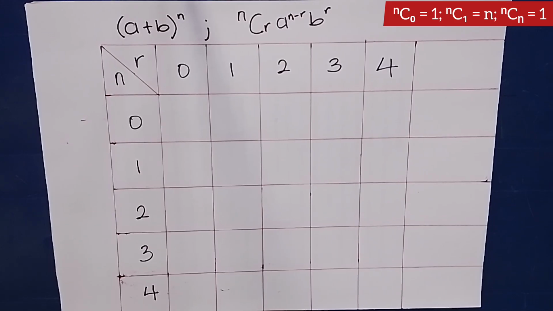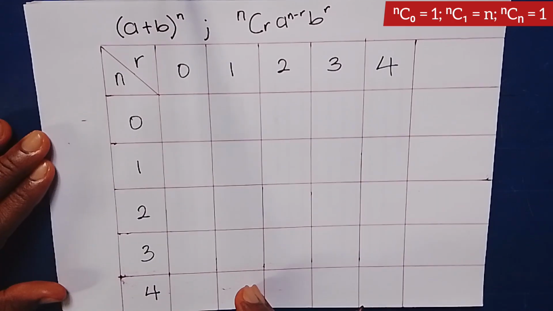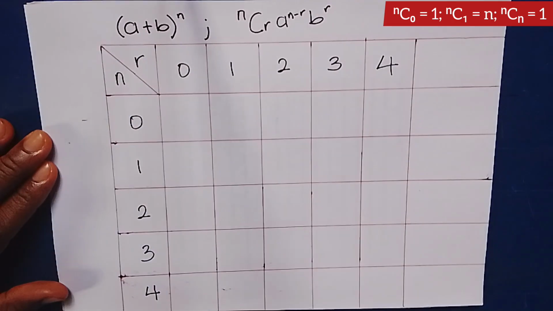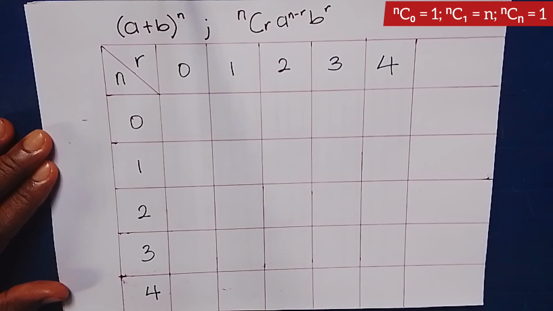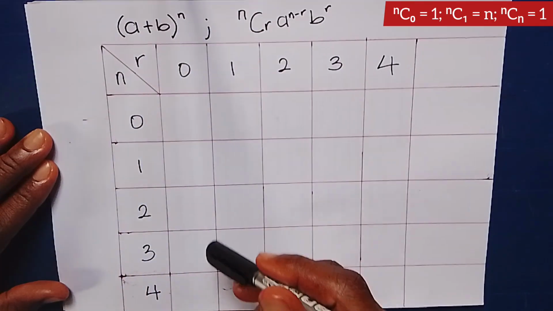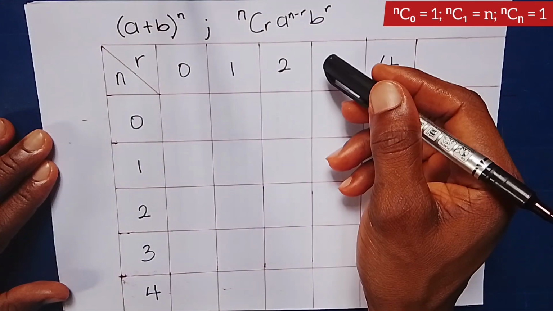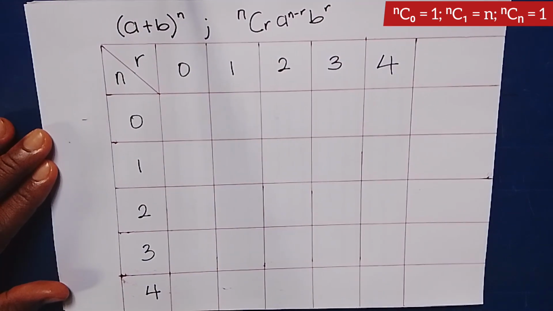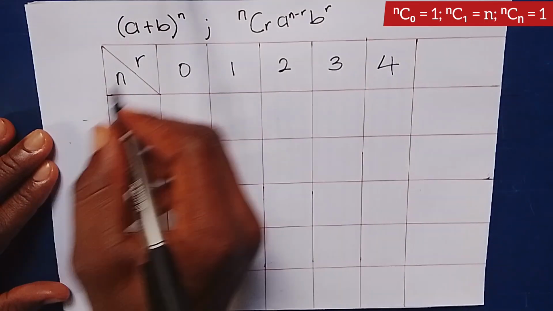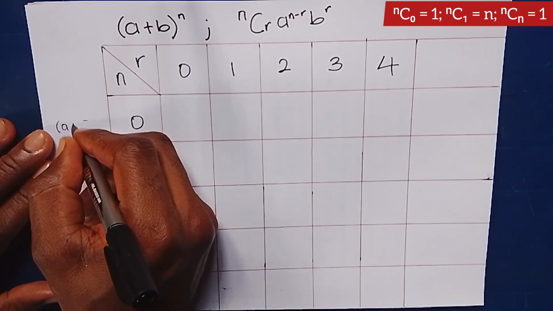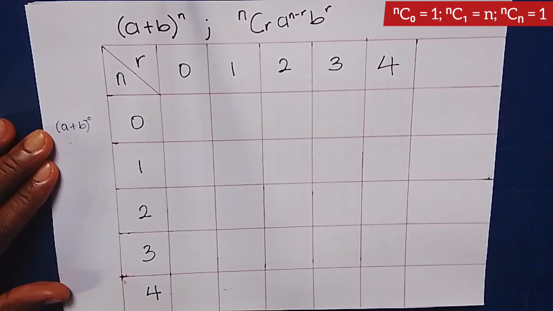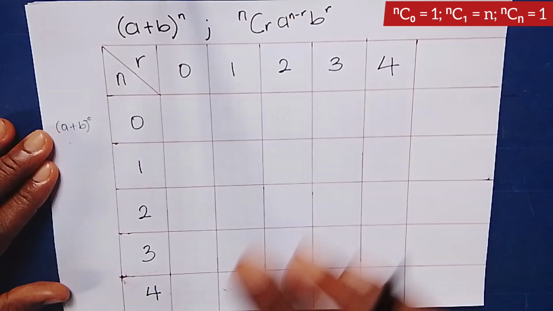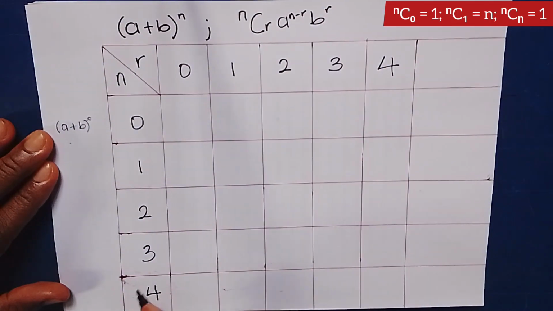Now, we've already established that we are working with binomial expressions of this form, and then we established that the general expression for each term in the expansion of a plus b raised to the power n is the product of n combination r, a raised to the power of n minus r, and b raised to the power r. Now, let's start with n equal to 0. That means a plus b raised to the power 0. You agree with me that anything raised to the power 0 is equal to 1. But let's prove that with this formula here. That is the expression for each term.